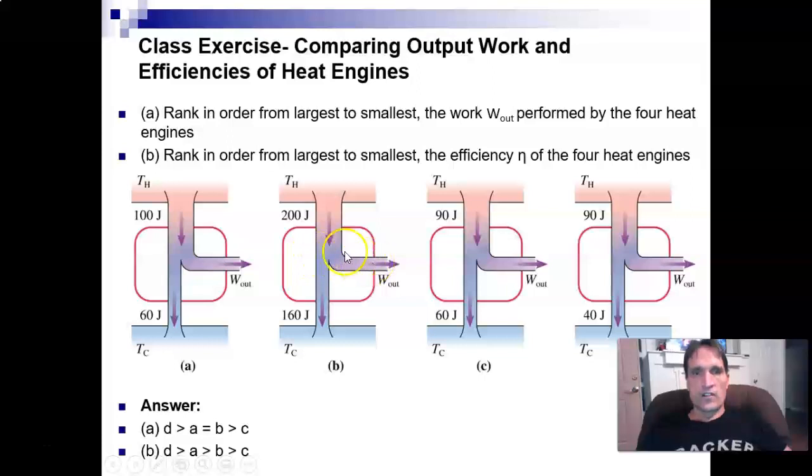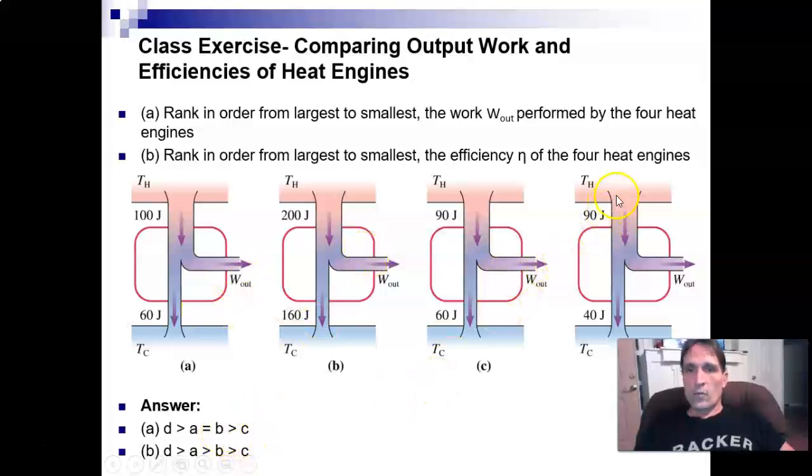For the second process here, 200 joules of heat enter the system. 160 joules are exhausted as waste heat. That means that the work output must be 40 for this one as well. And so the work done by engine A is the same as B, 40 joules. We look at C, 90 joules come in from the hot reservoir. 60 are exhausted as waste heat. That means the work done is 30. And so W_C must be less than A and B.